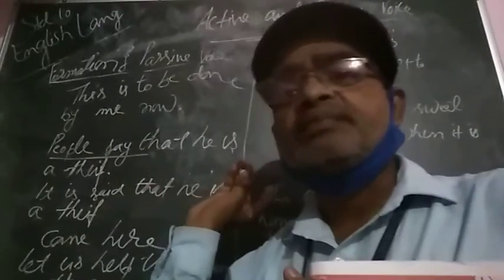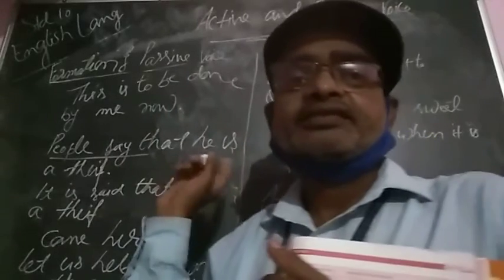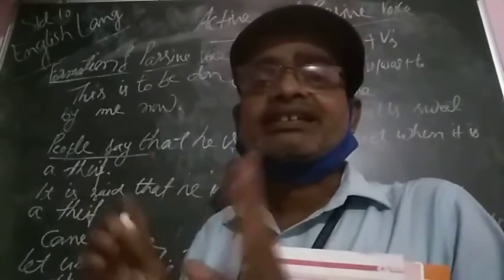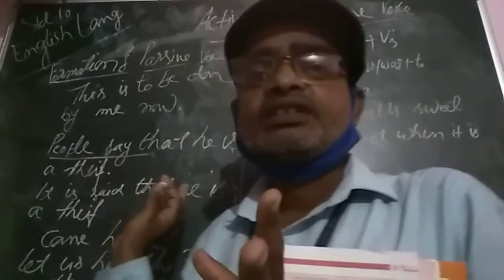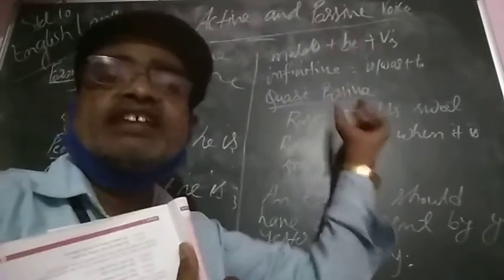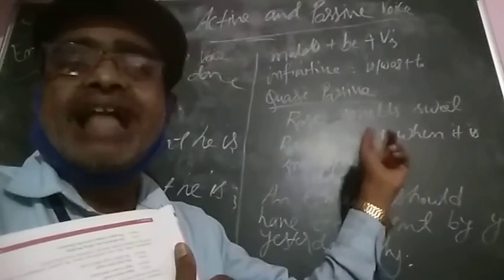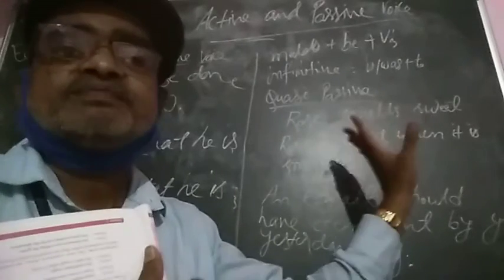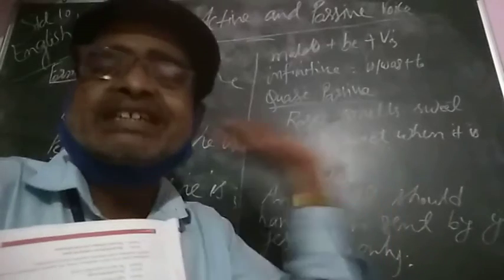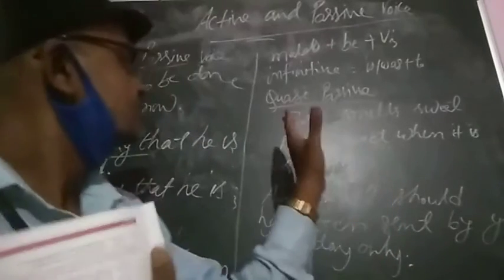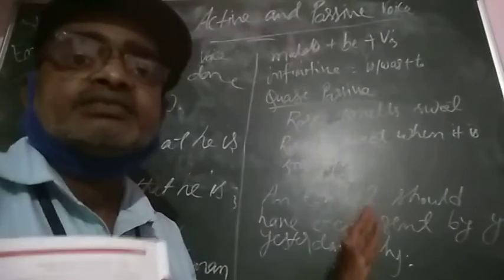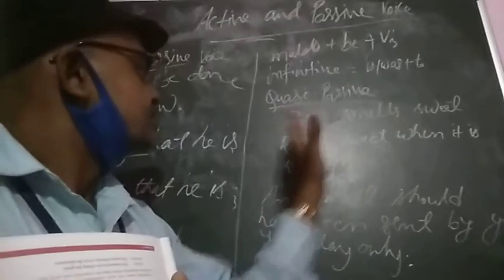One more special but confusing rule, and it must be cleared by all of you. That is called quasi-passive. The construction looks like active, but the actual meaning is passive. So quasi means partial, not completely, half you can say, some part.